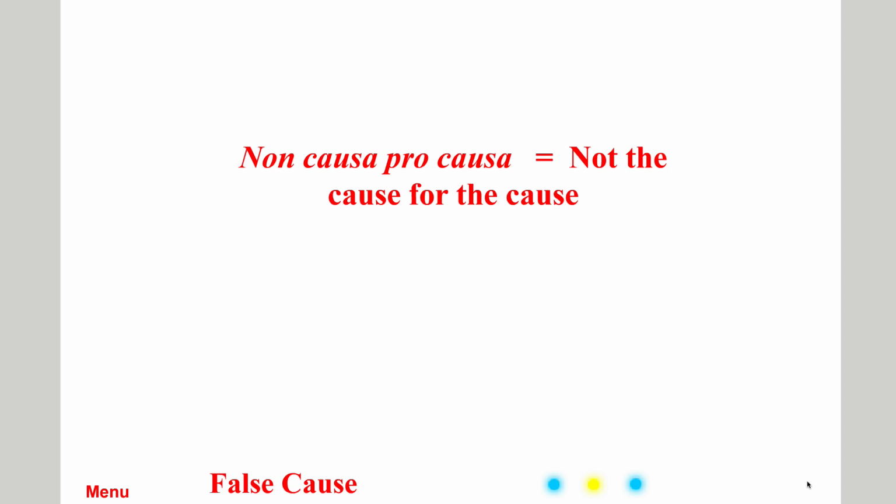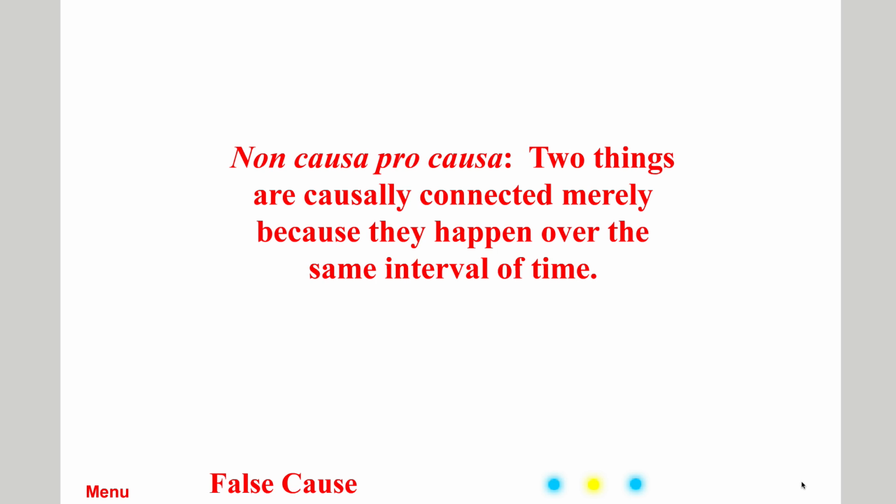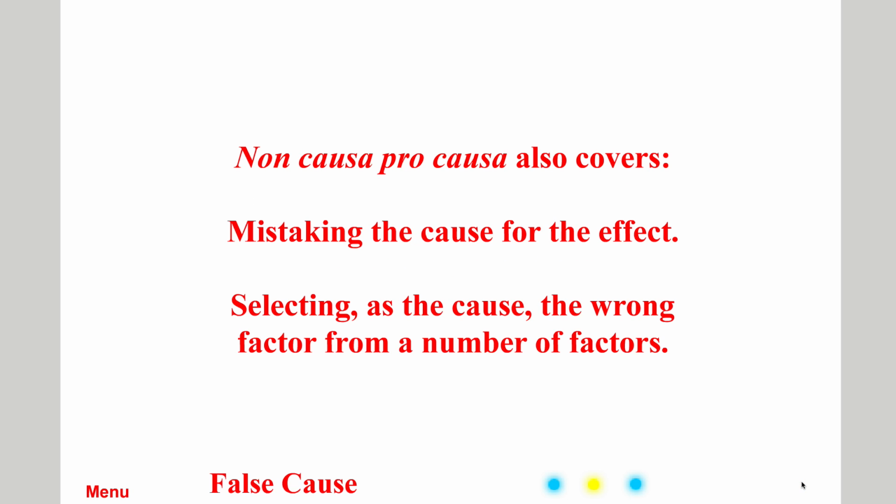Non causa pro causa, not the cause for the cause. We'll get to this. It just means that two things are causally connected merely because they happen over the same interval of time. So the first form of this fallacy has to do with things happening in succession, and this one has to do with happening at the same time. Okay, so it'll be easy to tell in that way. It also covers mistaking the cause for the effect, selecting as the cause the wrong factor from a number of factors.